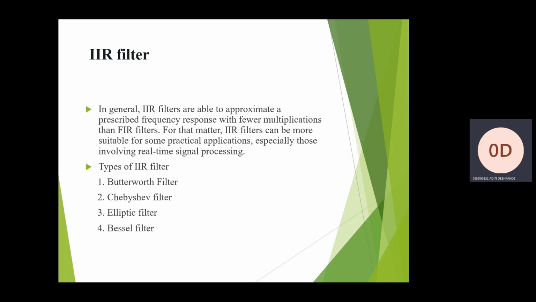Next is the IIR filter. IIR filters are one of the two primary types of digital filter used in digital signal processing applications. IIR means infinite impulse response. The advantage of IIR filters is that they can achieve a given filtering characteristic using less memory and calculation than a similar FIR filter. There are various types of IIR filter, like Butterworth filter, Chebyshev filter, elliptic filter, Bessel filter. In this project, we tried to implement a Butterworth IIR filter using GUI in MATLAB.